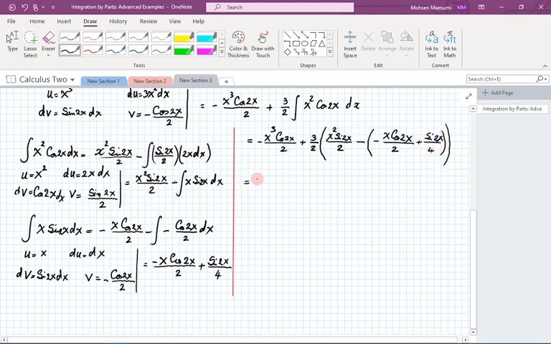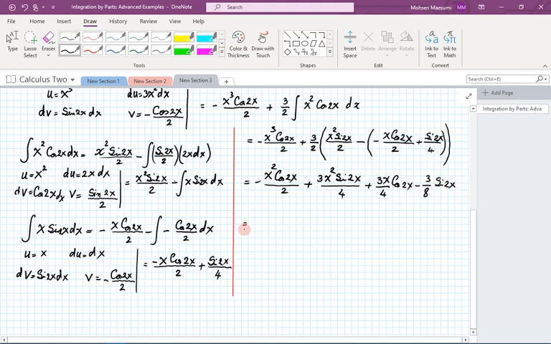Let's clean up. Minus x squared cosine of 2x over 2. 3/2 times this becomes 3x squared sine of 2x over 4. 3/2 minus minus a half makes 3/4 cosine of 2x. 3/2 minus times a quarter becomes minus 3/8 of sine of 2x.